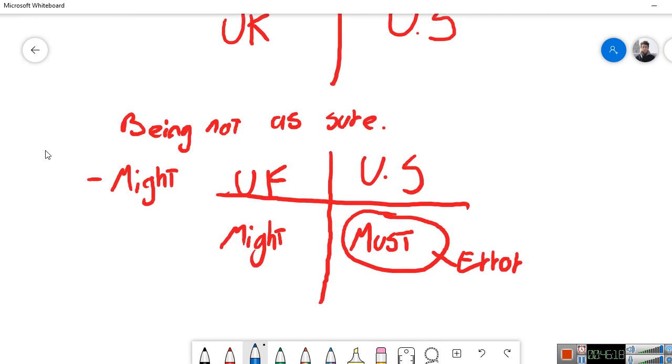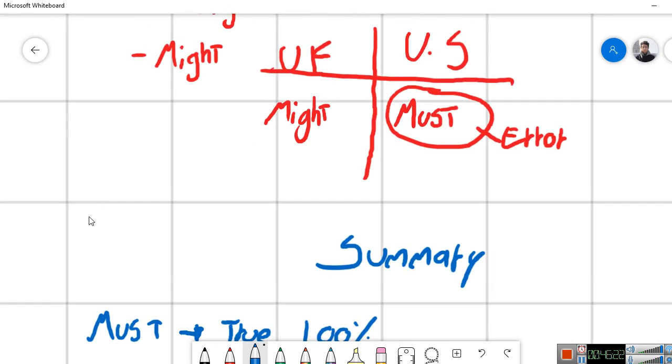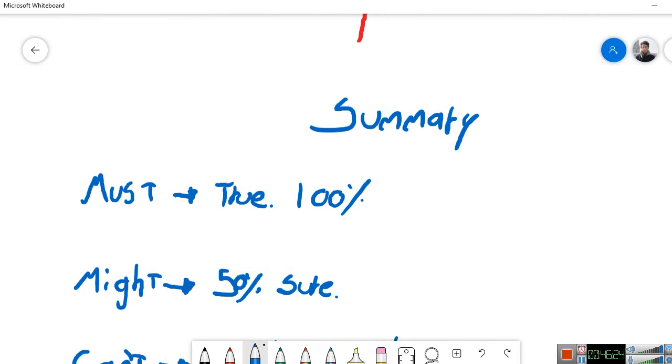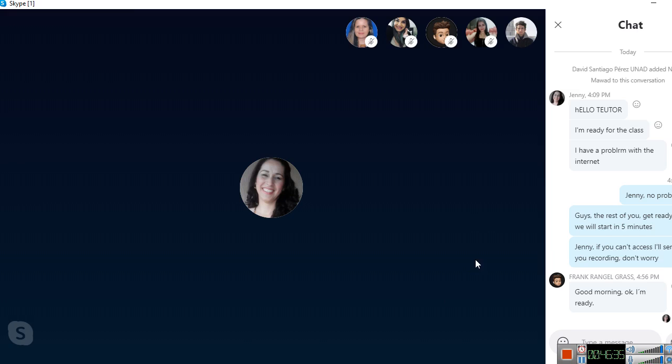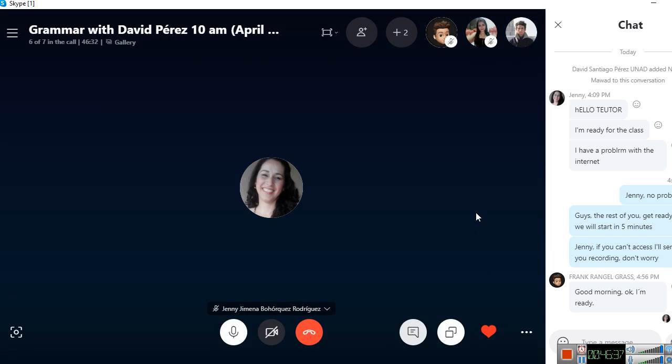Now the last thing of this lesson, what was the highlight of this lesson, is using must. So guys, next time, try to use must, and try to use might if you encounter something when you're not as sure of something. And that's it for today.